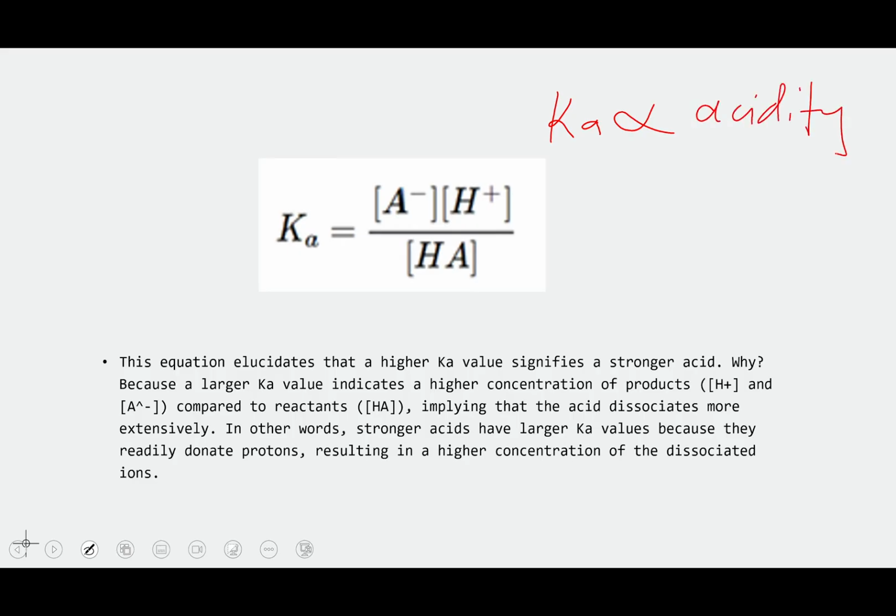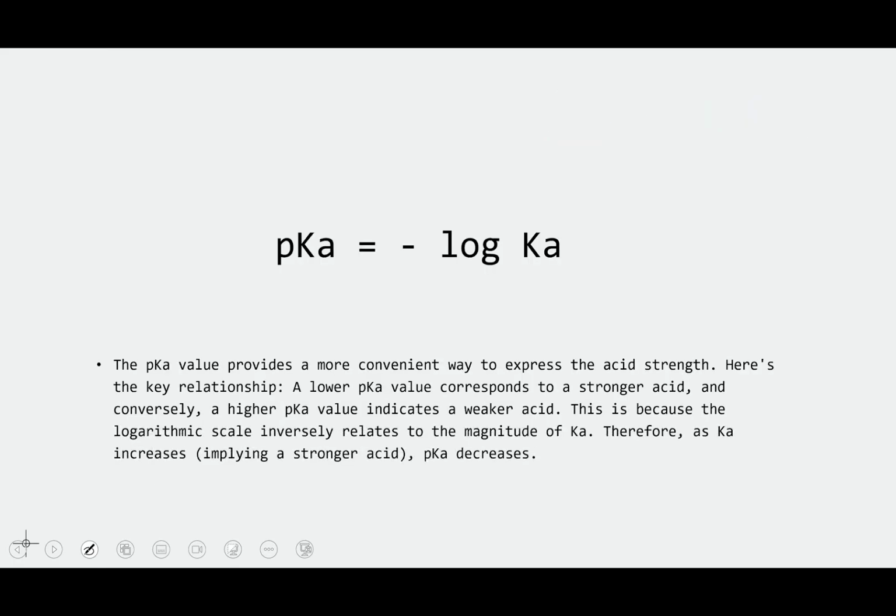So the larger the Ka, the stronger the acid, right? So you can note that. Hopefully everybody gets that. But for pKa, now that we're taking the negative logarithm of this value, the pKa is actually inversely proportional to acidity. So what we're saying is that the higher the pKa, the lower the acidity of our acid. So that's the relationship. The higher pKa indicates a weaker acid.